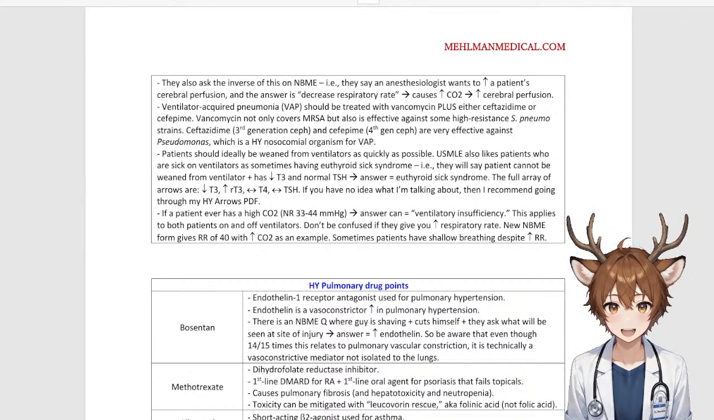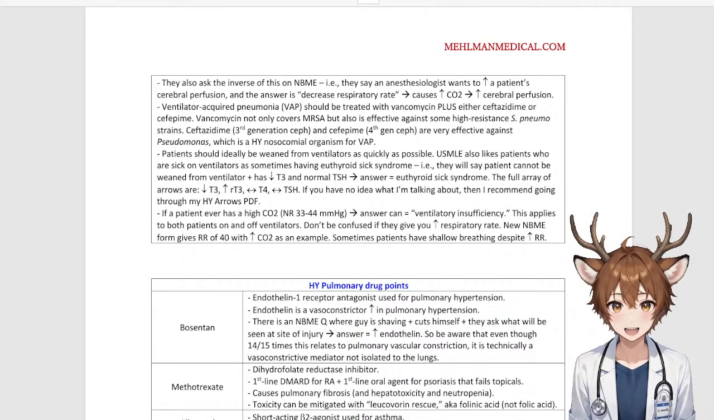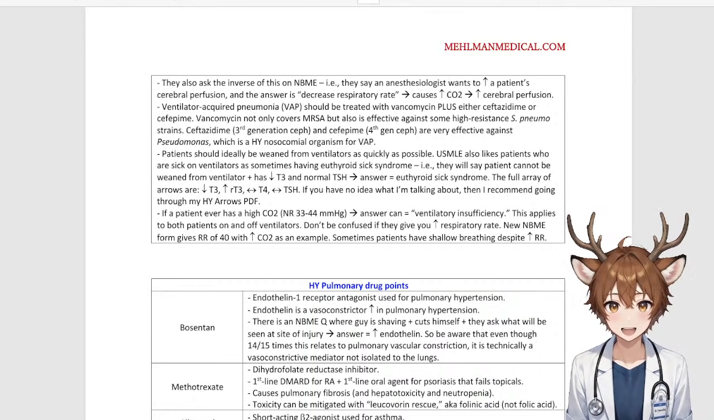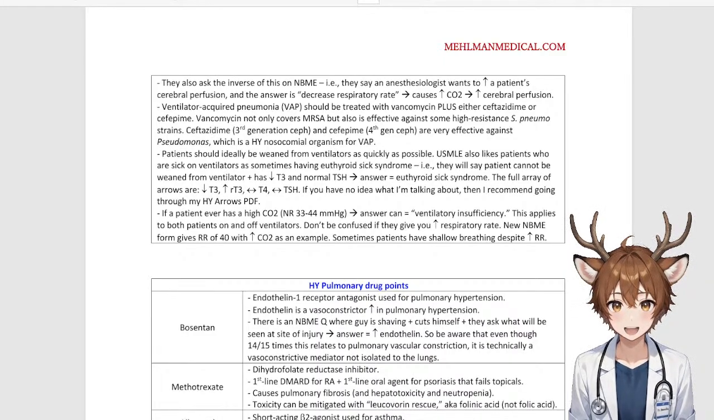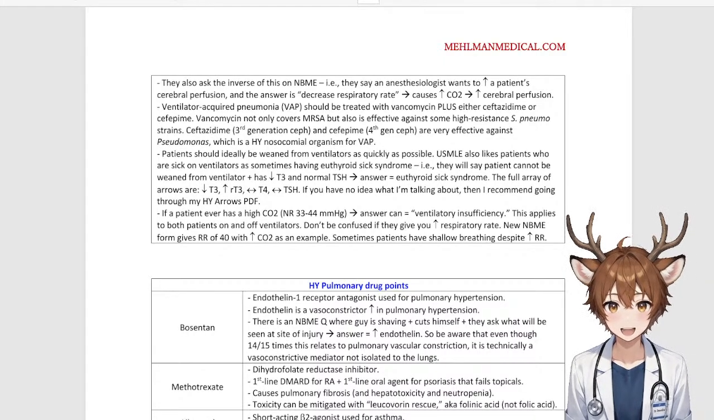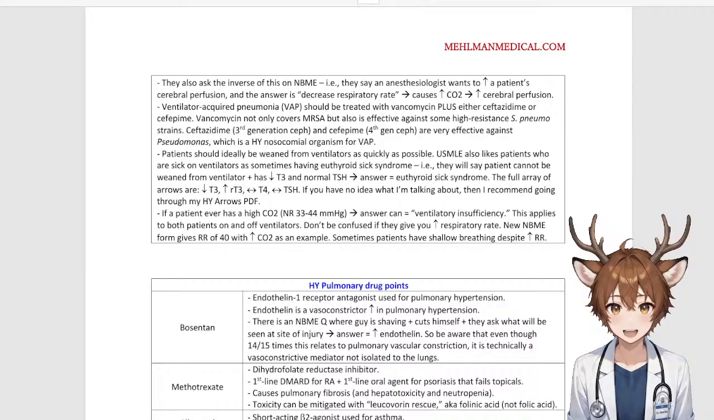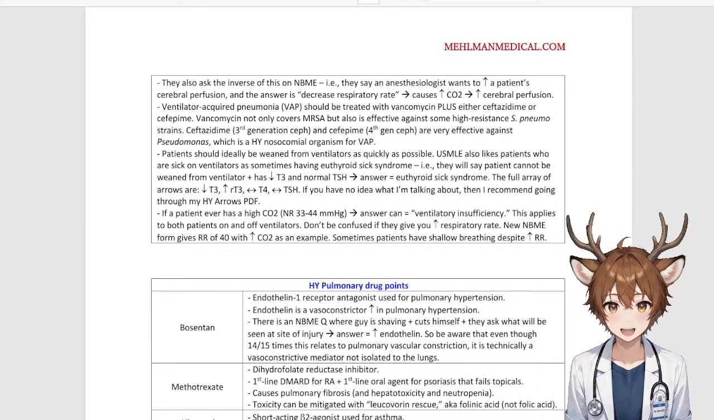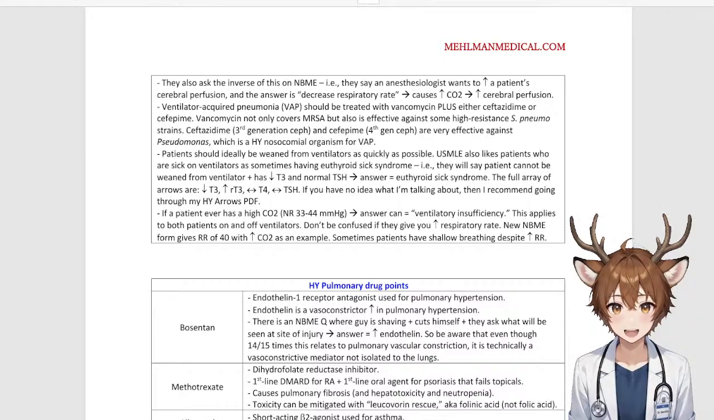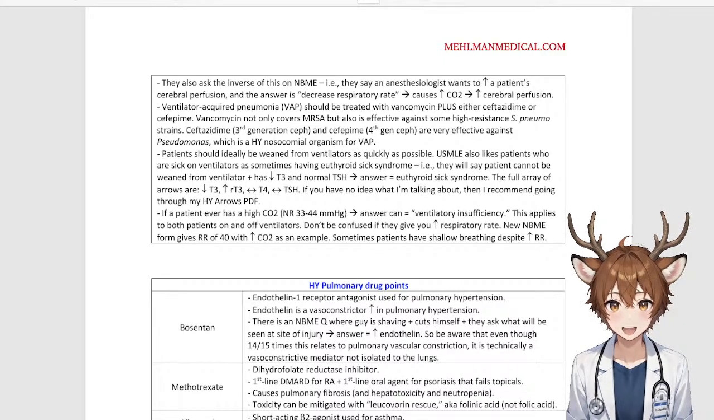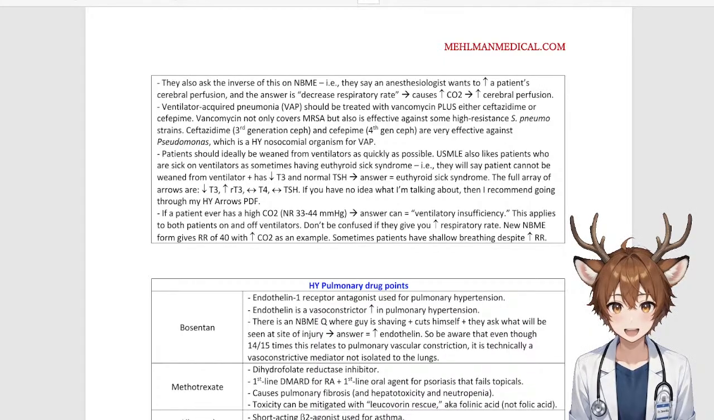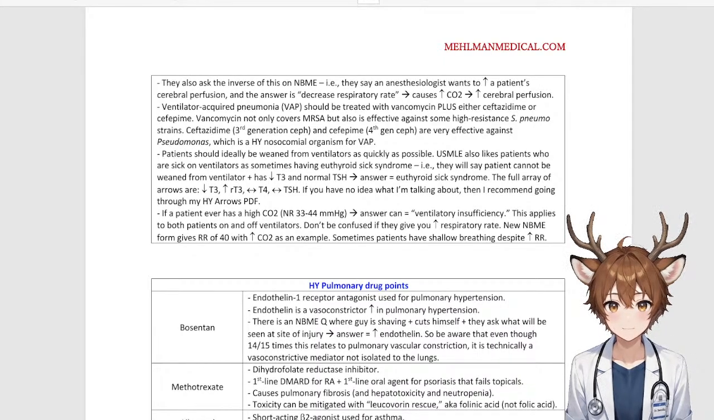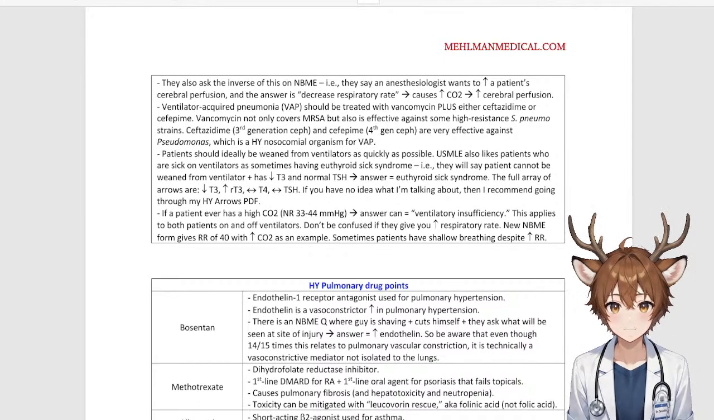Ventilator-acquired pneumonia, or VAP, should be treated with vancomycin plus either ceftazidime or cefepime. Vancomycin not only covers MRSA, but also is effective against some high-yield resistant strep pneumo strains. Ceftazidime, a third-generation cephalosporin, and cefepime, a fourth-generation cephalosporin, are very effective against Pseudomonas, which is a high-yield nosocomial organism for VAP. That is to say, ventilator-acquired pneumonia.